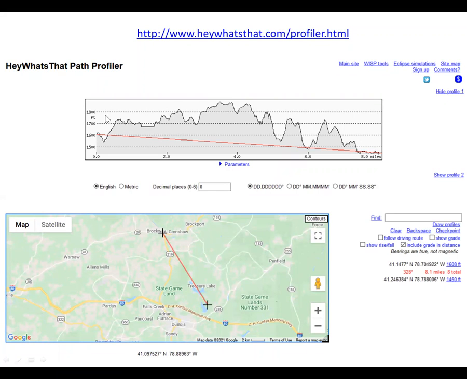Here's another neat little website. Actually, Tom Somas, KC3IUB, pointed this out to me when we first got started. And here's the link to it. Hey, what's that? Path Profiler.